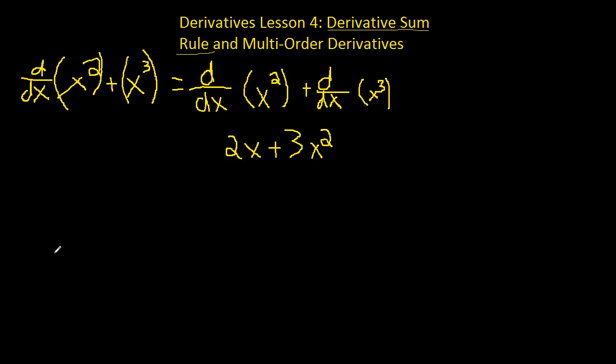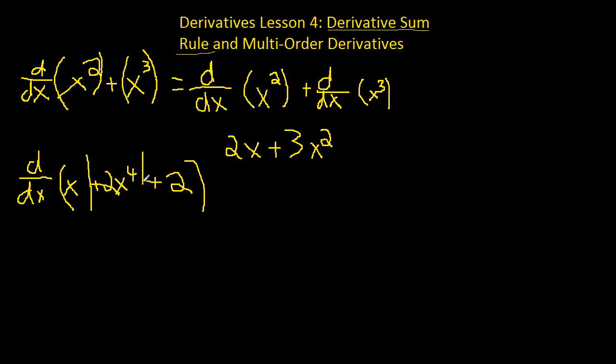And to do it with another example, let's try 2x to the fourth plus x plus 2. Let's combine some concepts here. So if we do the derivative of this sum of terms, we can split it up into each part and take the derivative of each of these. So the derivative of x is 1, and if you want to look at the sum rule, we can look at it like this.